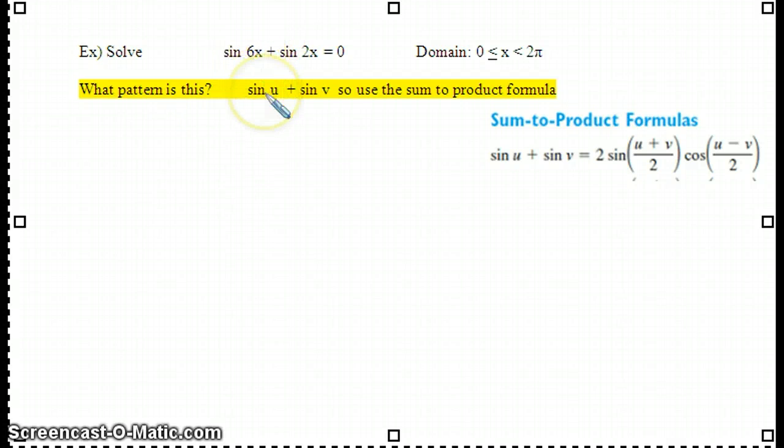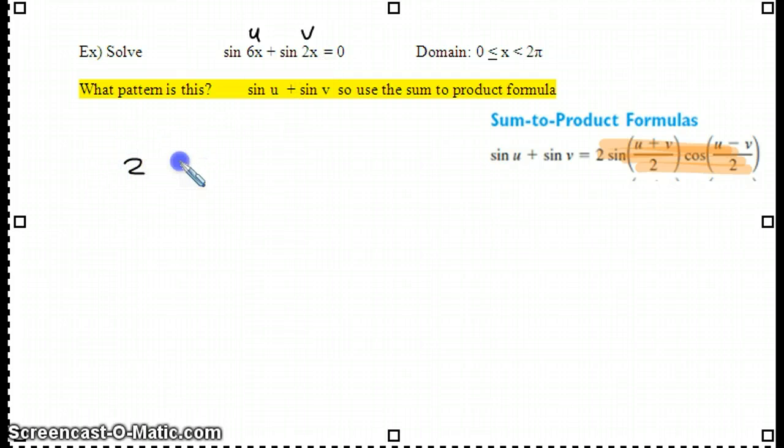So my next thought is, instead of using the double angle formulas, to think about this as a sum to product formula. And the reason for that is because I have the sine of some angle, so let's call it the sine of u, and I'm adding to that the sine of a different angle. And that's what this formula here is showing us how to work with. So I'm going to replace it with all of this, where in this problem the u is 6x and the v is 2x.